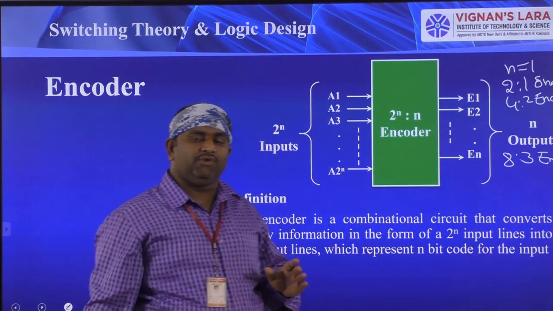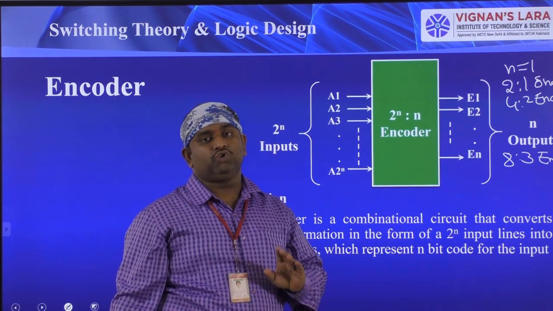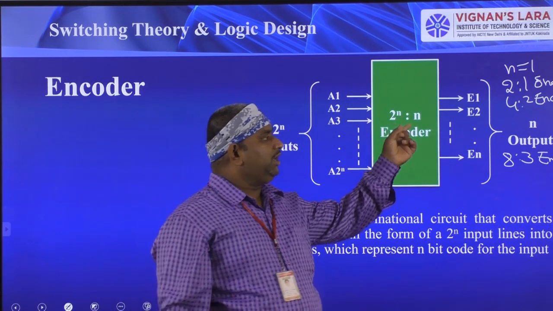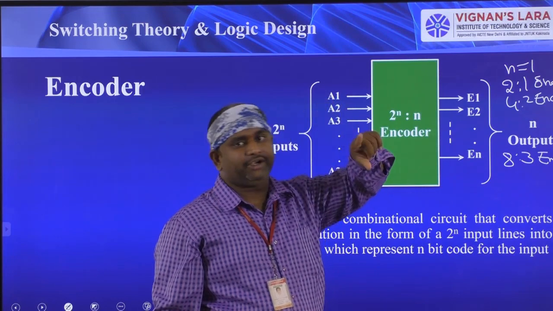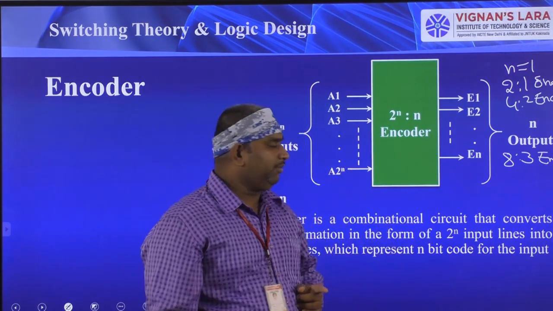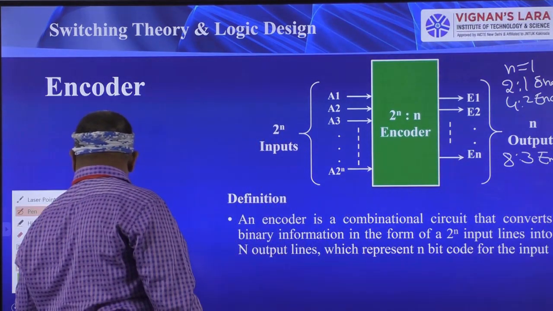On the decoder side, we say n to 2 power n. Here on the encoder side, we say 2 power n to n. There, 2 to 4 decoder is available; here, 4 to 2 encoder is available. There, on the decoder side, 3 to 8 decoder is available; here, 8 to 3 encoder is available. So these are some of the examples of encoders.